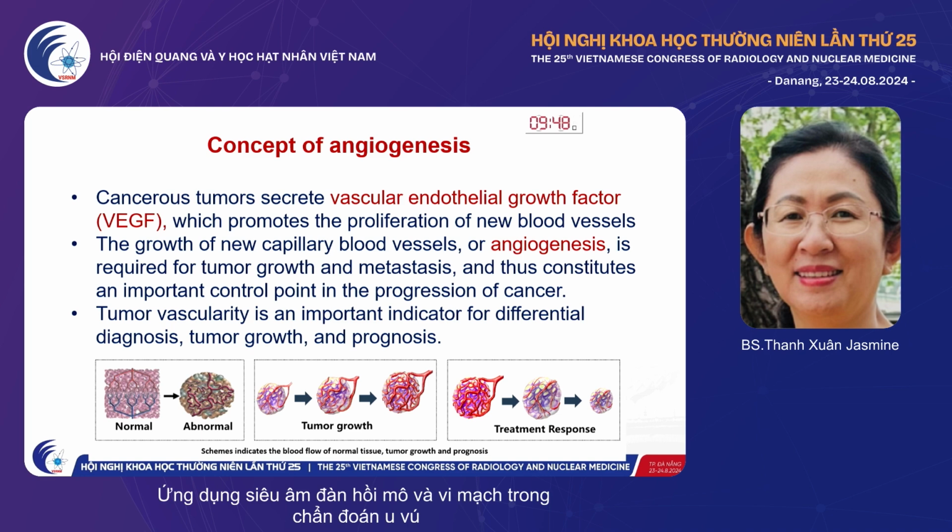To begin with, I would like to share about the concept of angiogenesis. It means that cancerous tumors secrete vascular endothelial growth factor, which promotes the proliferation of new blood vessels, which helps cells to grow and develop metastasis, and that is an important control point in the progression of cancer. Tumor vascularity is an important indicator for differential diagnosis, tumor growth, and prognosis.